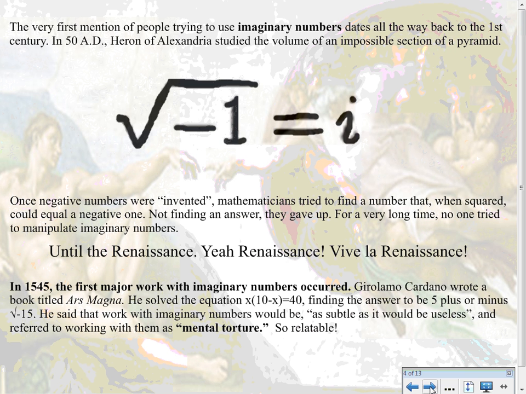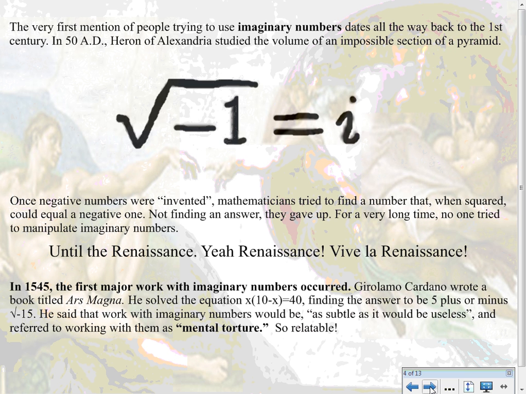So, the very first mention of people trying to use imaginary numbers dates all the way back to the 1st century. Heron of Alexandria, yep, the same Heron of Heron's formula for the triangle. He's credited with inventing probably the first steam engine, believe it or not, way back then, like a couple thousand years before the Industrial Revolution. He's pretty amazing. He was studying the volume of an impossible section of a pyramid, and that's where he kind of stumbled upon these square roots of negative numbers.